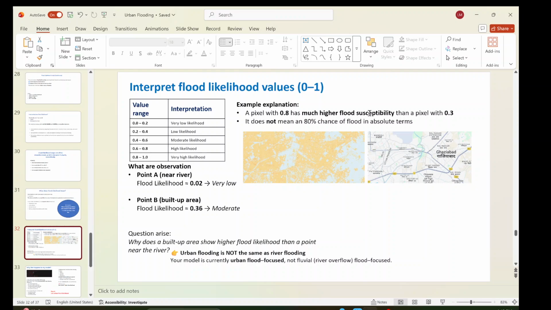A pixel with a higher number of course has much higher flood susceptibility than the 0.3 pixel value. Now a question will arise in your mind: why does a built-up area show higher flood likelihood than a point near the river? Because urban flooding is not the same as river flooding. Our model is currently urban flood focused, not fluvial. So that's why we have given more weightage to built-up area.